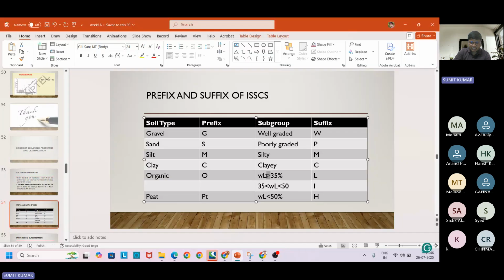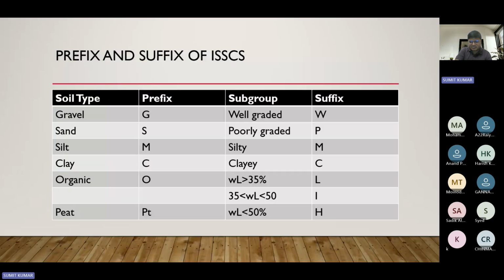This is not, this is less than. Okay, I will just state. You can see it later by yourself, right? So I will rectify it once I share the PDF. So the liquid limit less than 35% is low, 35 to 50 is intermediate, this is correct, and liquid limit greater than 50 is high. Okay, this you need to remember. I will change it once I share the PDF.